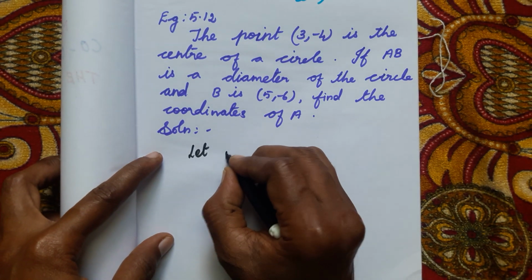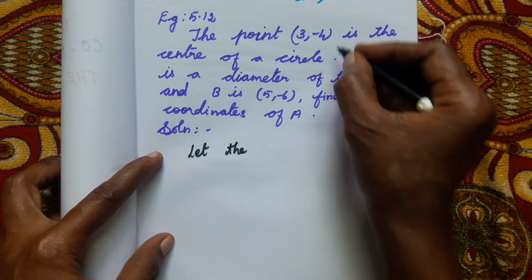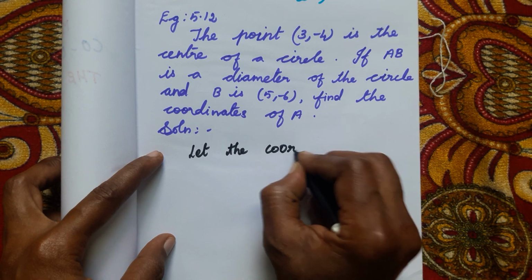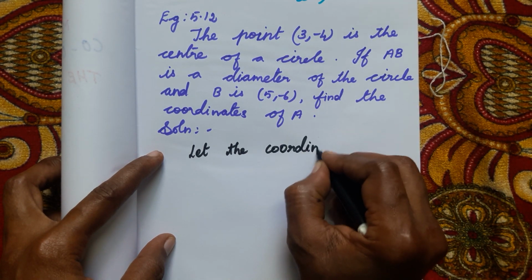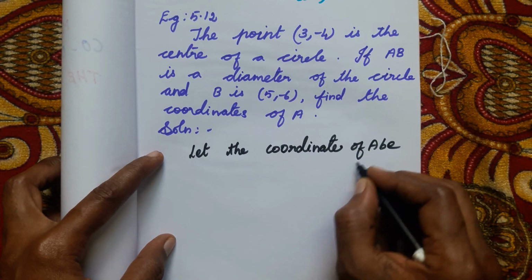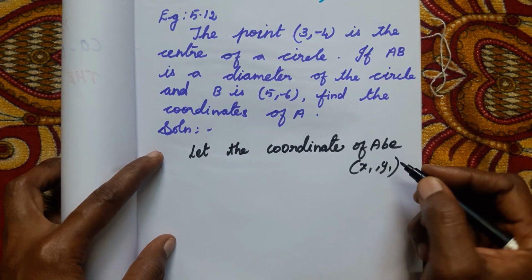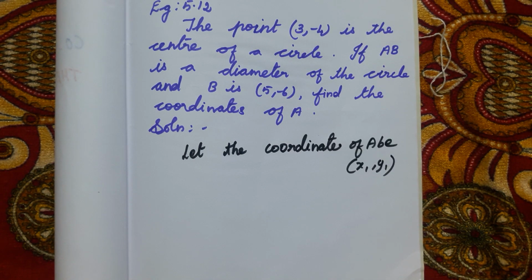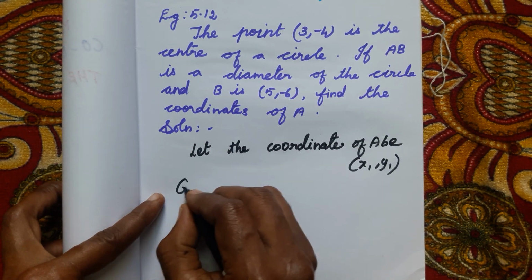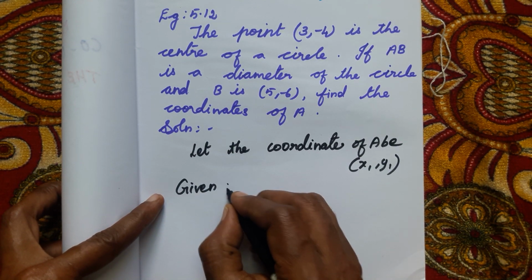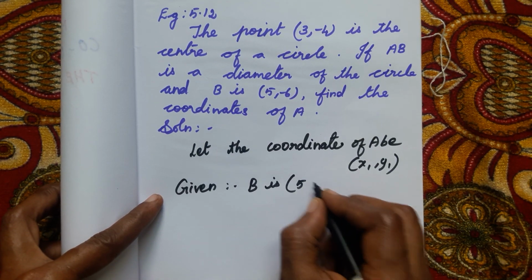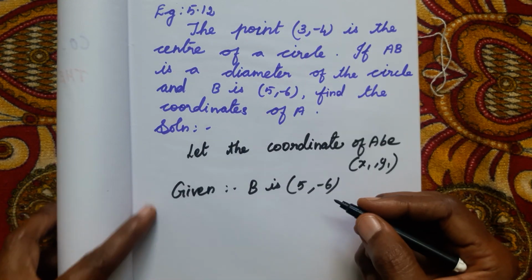Let the coordinates of A be (x1, y1), and B is given. B is (5, minus 6).